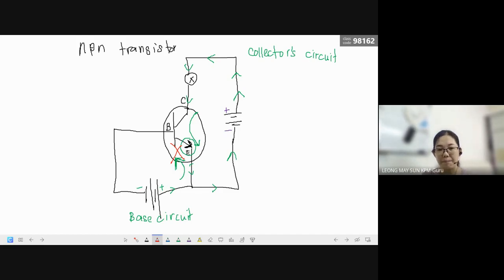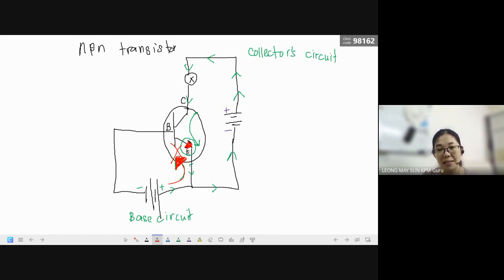Why? Because in the base circuit, the current is moving from positive to negative terminal. When it wants to pass through the transistor, the base circuit's current direction is opposite to the NPN transistor's arrow. So because the arrow for the transistor shows the direction of current flow, you have the collector circuit and the base circuit. Current from both circuits must flow in the same direction as the transistor's arrow direction.